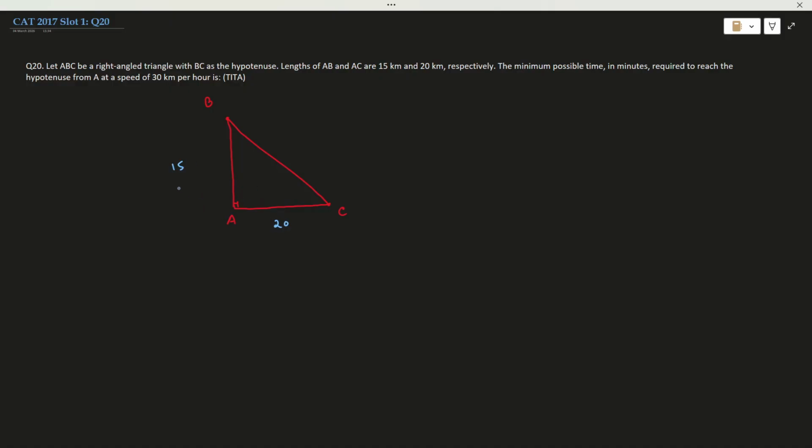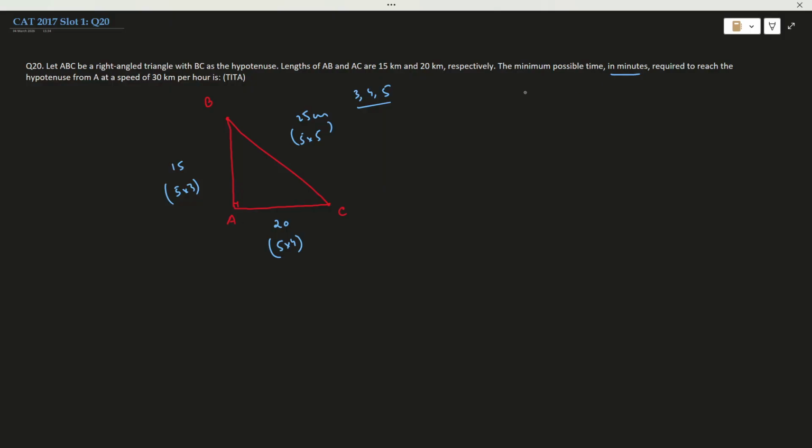So this is a Pythagoras triplet, right? I can write this as 5 into 3. I can write this as 5 into 4. So this is 3, 4, 5. So this will be 5 into 5, which is 25 centimeters, right? I know 3, 4, 5 is a Pythagoras triplet. So if I multiply the numbers by the same number, I will get another Pythagoras triplet. The minimum possible time in minutes.